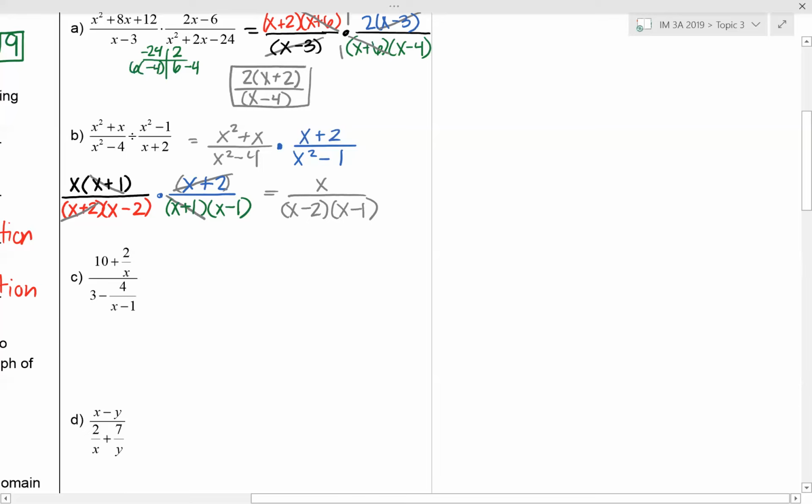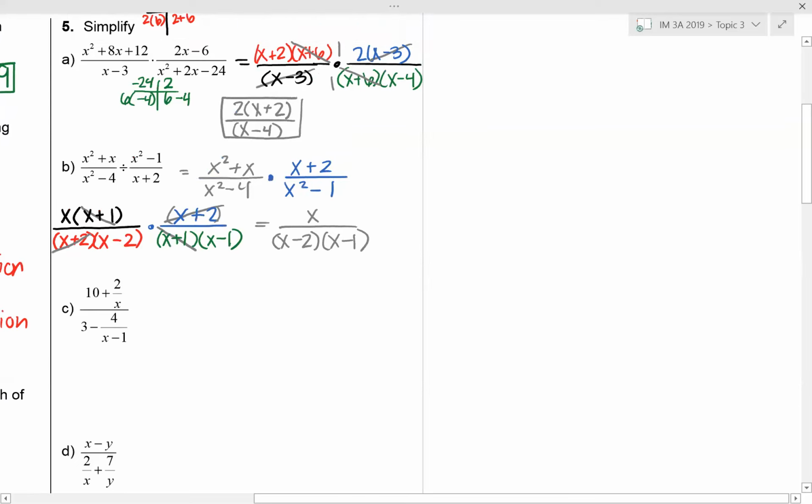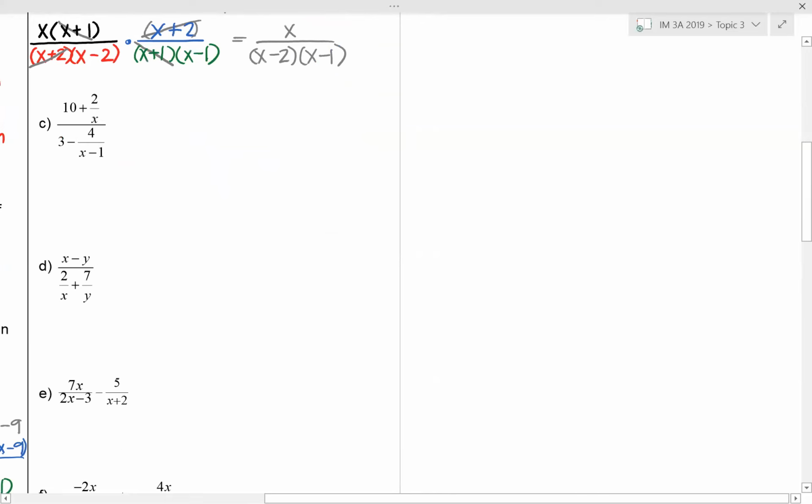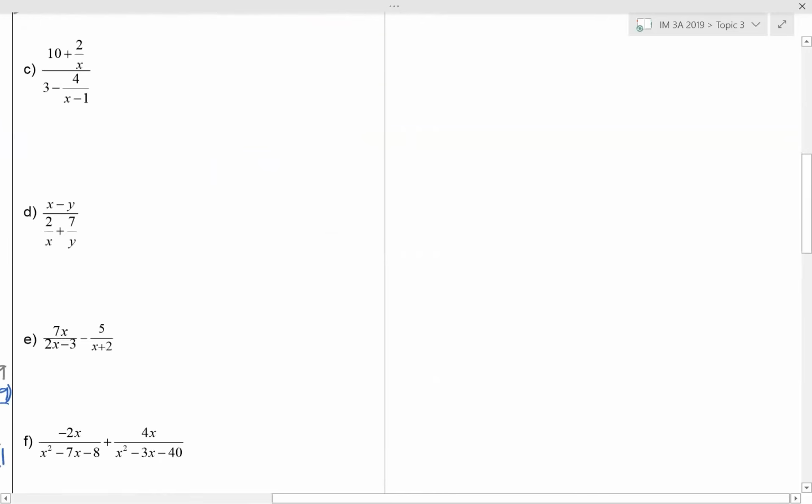Okay, so that's multiplying and dividing. It's essentially factor and reduce. For division, you have to turn it into multiplication by multiplying by the reciprocal first. The next 4 problems have to do with adding and subtracting.